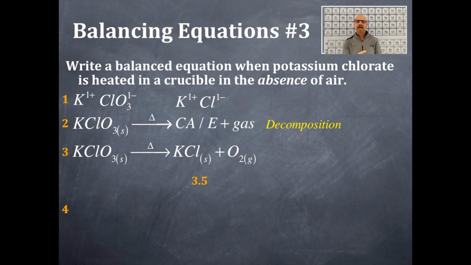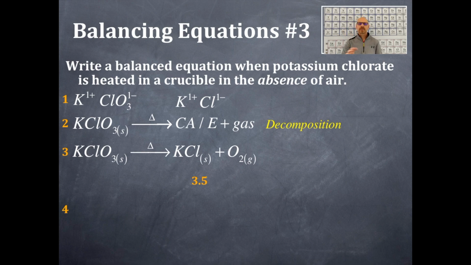So on the reactant side, I have 1 potassium. On the product side, I have 1 potassium. So the potassiums are already balanced. On the reactant side, I have 1 chlorine. And on the product side, I have 1 chlorine. So the chlorines are already balanced. And then on the reactant side, I have 3 oxygens. And on the product side, I have 2 oxygens. So the oxygens are unbalanced.